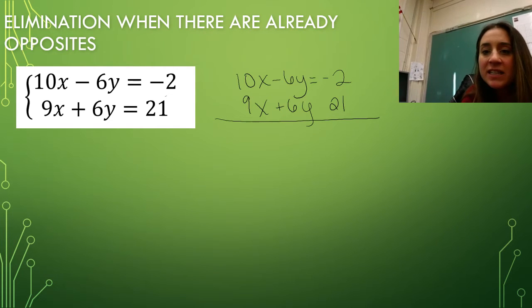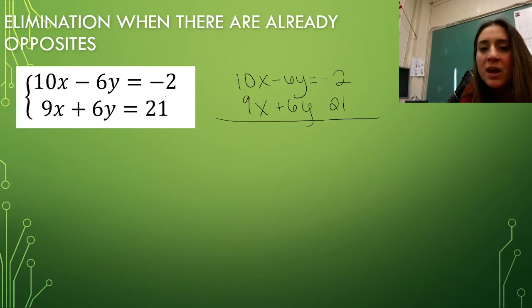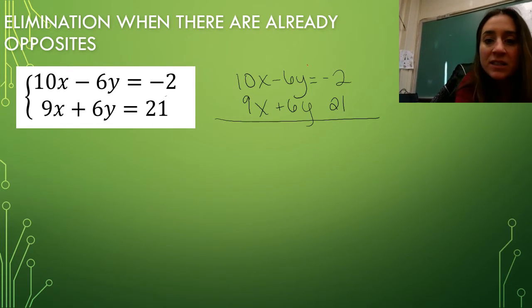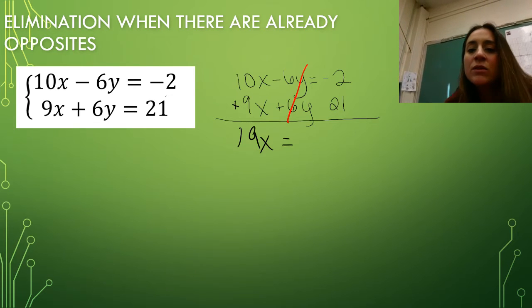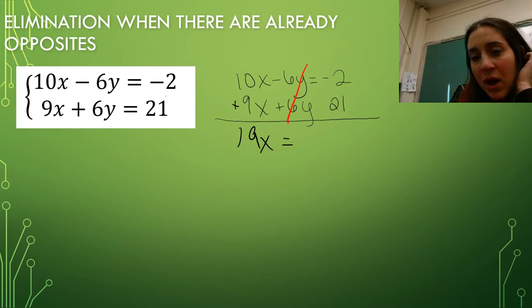The first thing I'm going to do is see if I can eliminate my x's or my y's. Well, 10x and 9x, they're not opposite, so I can't eliminate them. But look here, I have negative 6y and positive 6y. Those are opposites, so I can eliminate them. Now I'm going to combine them. So 10x, and this is technically plus 9x, so that's a positive, which is 19x equals, well, negative 2 plus 21 is 19. I'm going to divide both sides by 19, and now x is equal to 1.